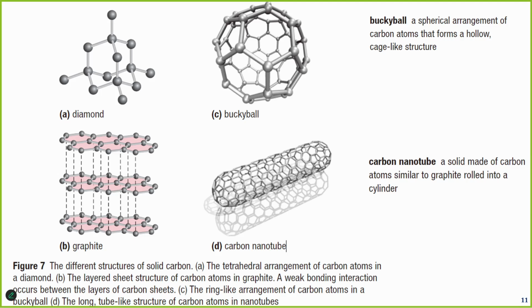Carbon atoms can form layers or sheets in the solid phase, such as in graphite, which is shown here in figure 7b; large spherical molecules in buckyballs, as shown here in figure 7c; and even long, thin carbon nanotubes, which is shown here in figure 7d.